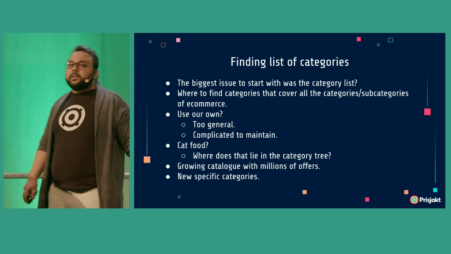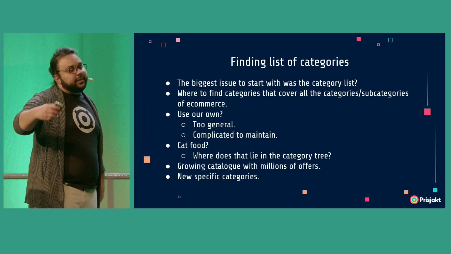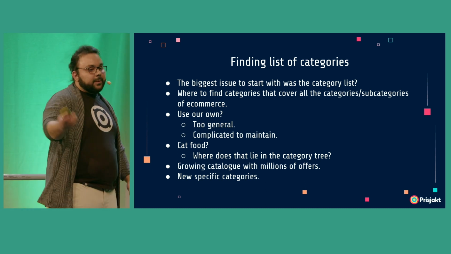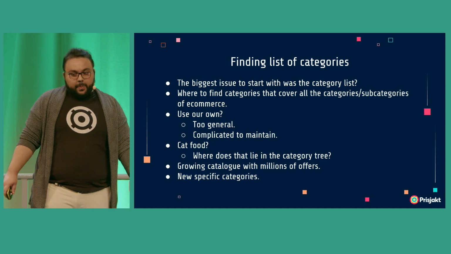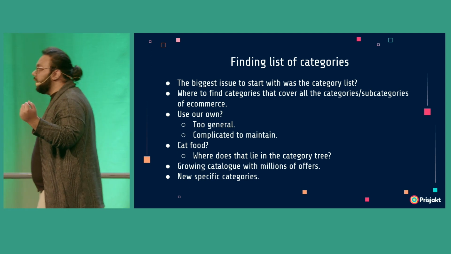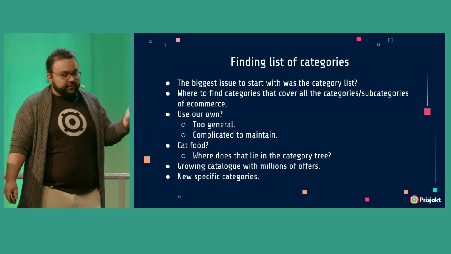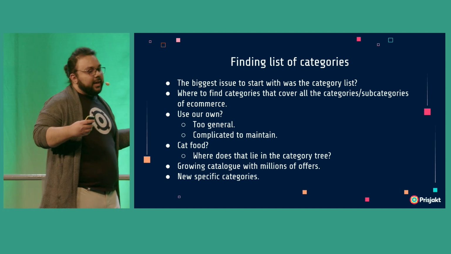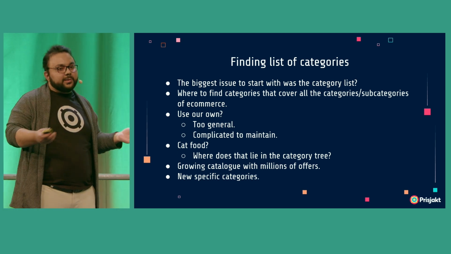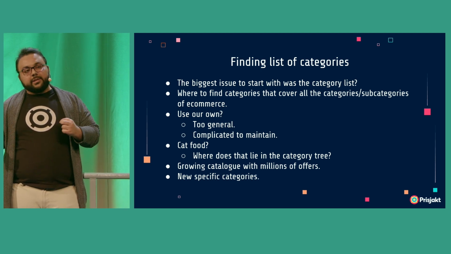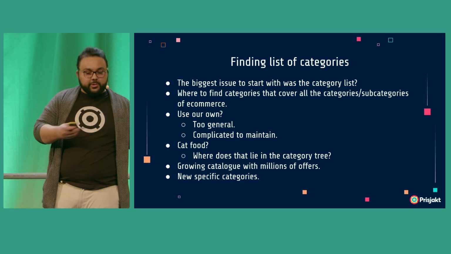The market is constantly changing, there are always new products, new stuff going on, market trends, somebody comes up with something new, right? So how do you come up with your categories? The basic thing that you can do is use your own categories. But as you deal with millions of offers and millions of products, this becomes quite complicated. If a new category comes in, where does it lie? How do you keep track of it?